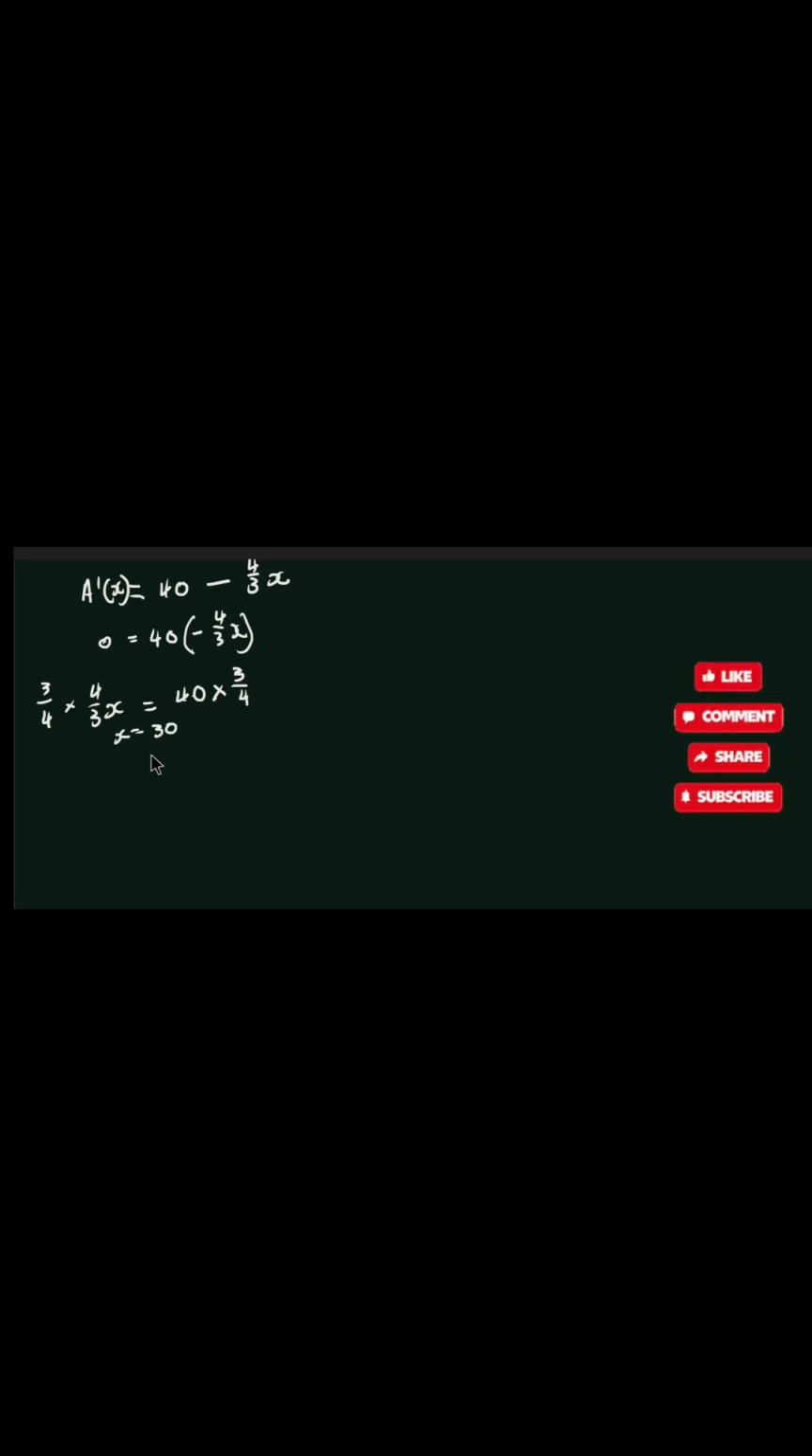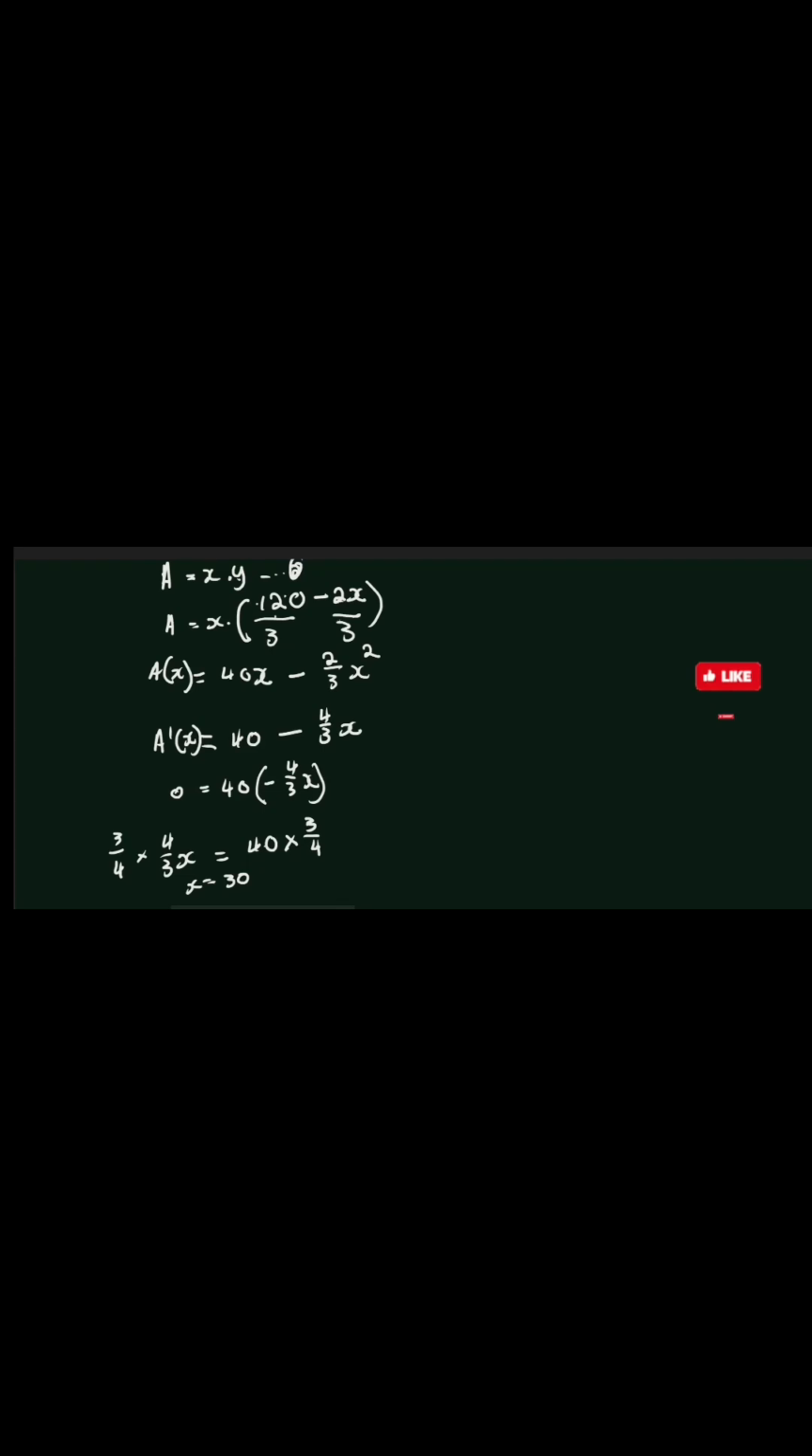So when you have found your x, that is your first dimension. So let us find our second dimension, which is the value of y. To find the value of y, we substitute x here. So we're going to write 30 here, and then this is going to be 60. 120 minus 60 is going to give us 60, and 60 divided by 3 is 20. Right, so we found the value of y and the value of x.